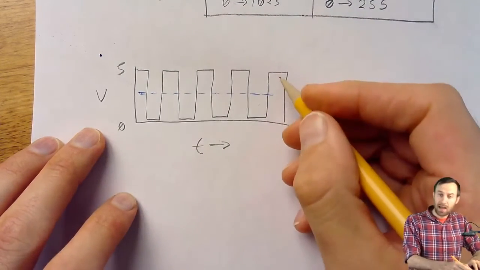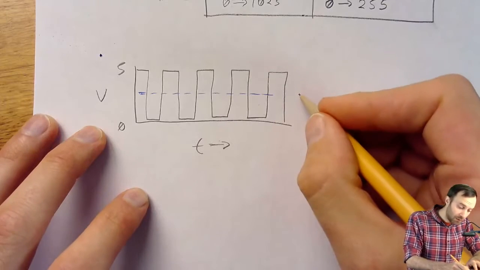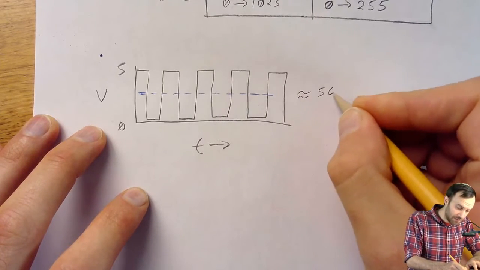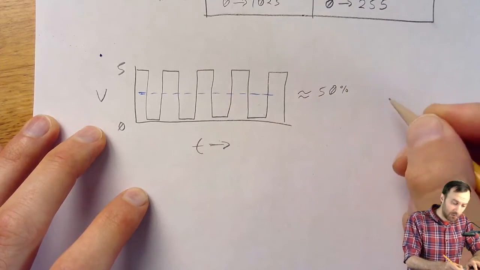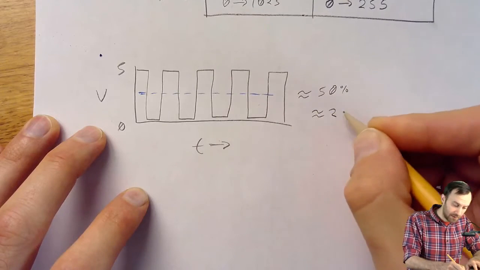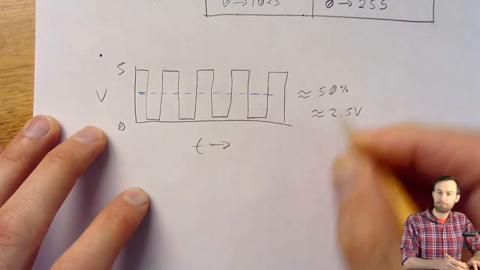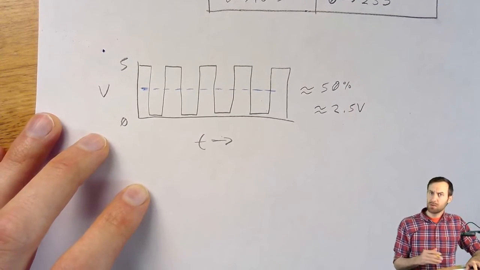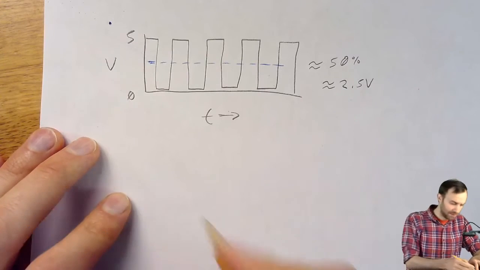And if it's on half the time and off half the time, it will have the equivalent. It will be sort of equal to 50% voltage, which in this case is 2.5 volts. So that's if you want something to be half brightness. Well, what if you want something to be quarter brightness?